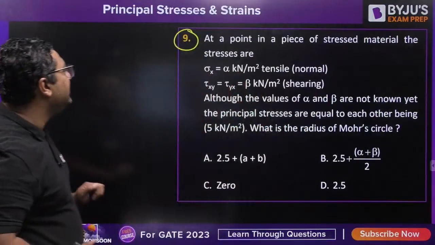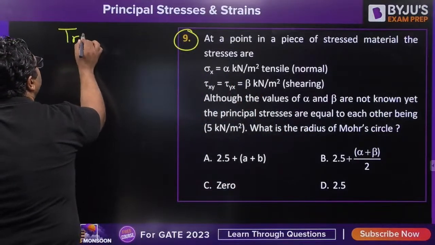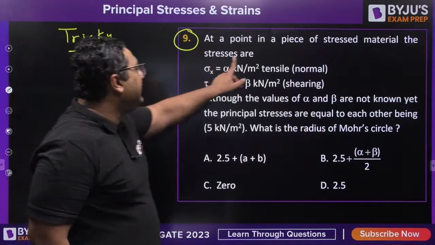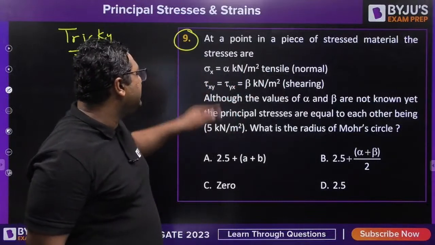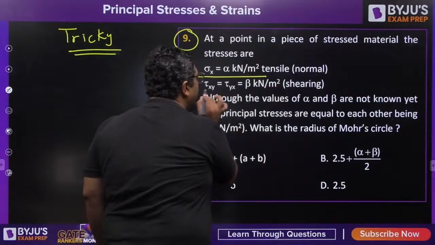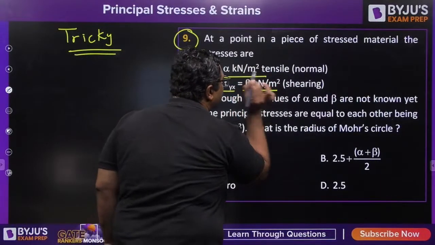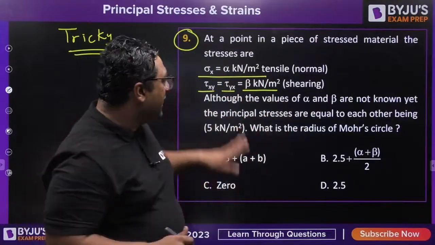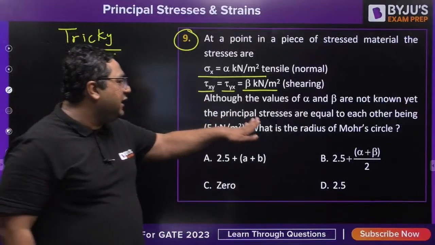Let us see this question. This is a tricky one. And this can come in the GATE exam. At a point in a piece of stressed material, stresses are sigma x is this, tau xy, tau yx is this. They are saying although the values of alpha, beta are not known, yet the principal stresses are equal to each other.